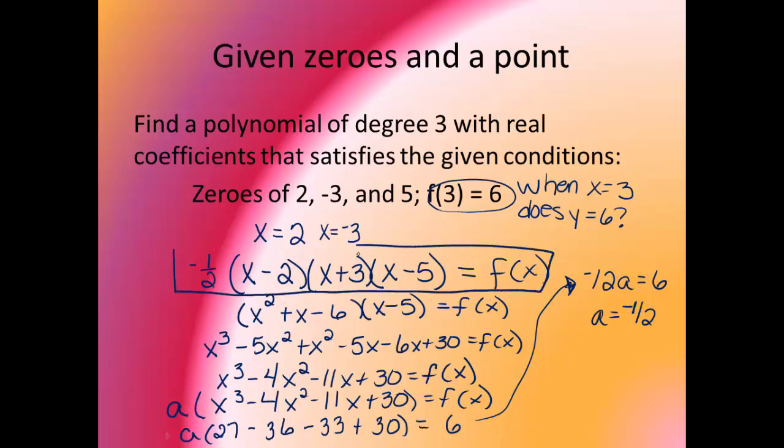And so now I have written a function with real coefficients that satisfies those given conditions. So you start with taking the zeros, and you write the zeros as factors. Once you write those as factors, then you look for this a value out in front to ensure that you meet the condition of f of 3 equaling 6.